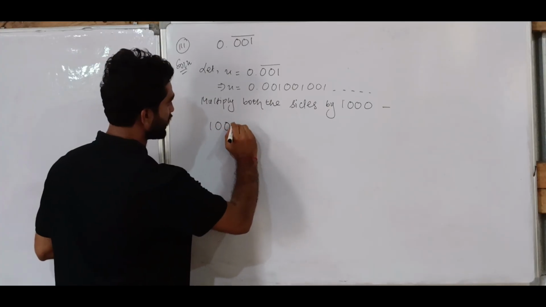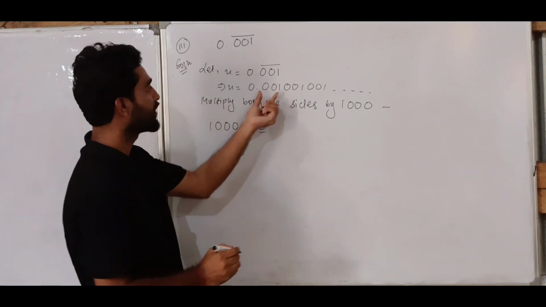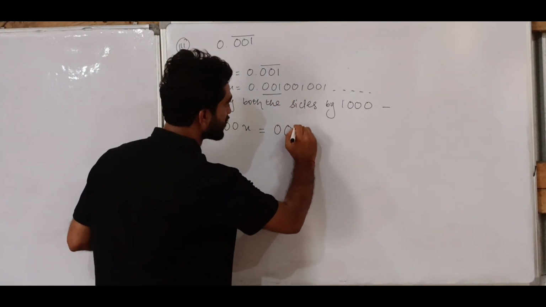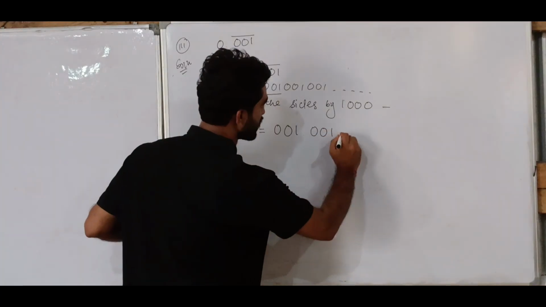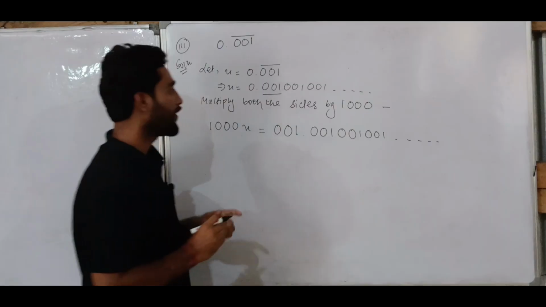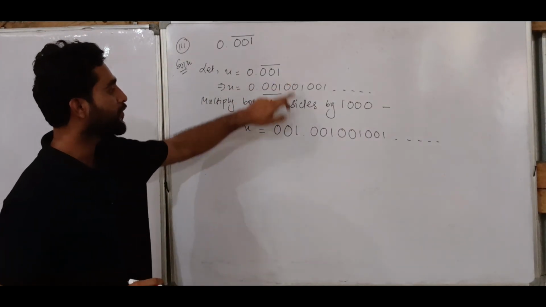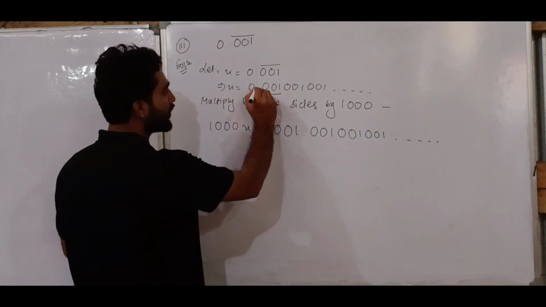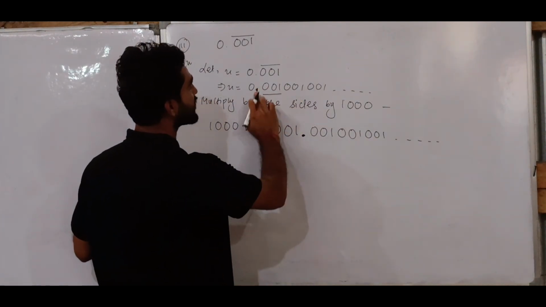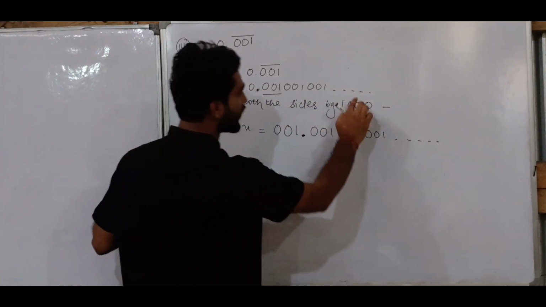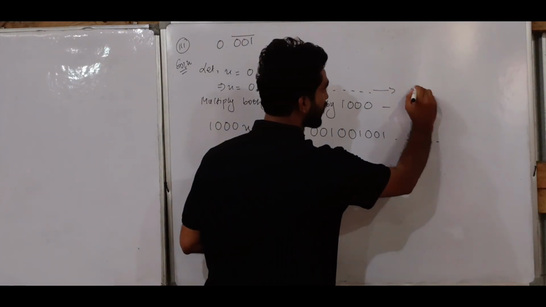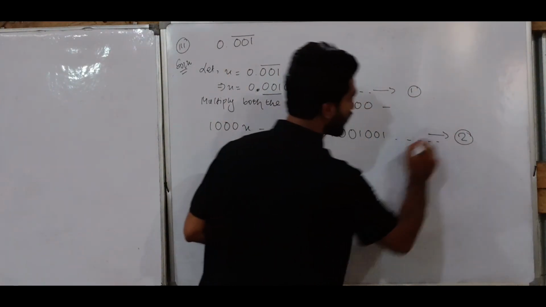This will be 1000x, and this will be what? These 3 digits will be coming before the decimal point. This will be 001.001, 001, 001 like this. Now here you see we got the two equations, this equation and this equation. In both the equations, after the decimal point the digits are same. Here also after the decimal point the digits are same. So we can consider this one as the equation number 1 and this one as the equation number 2.